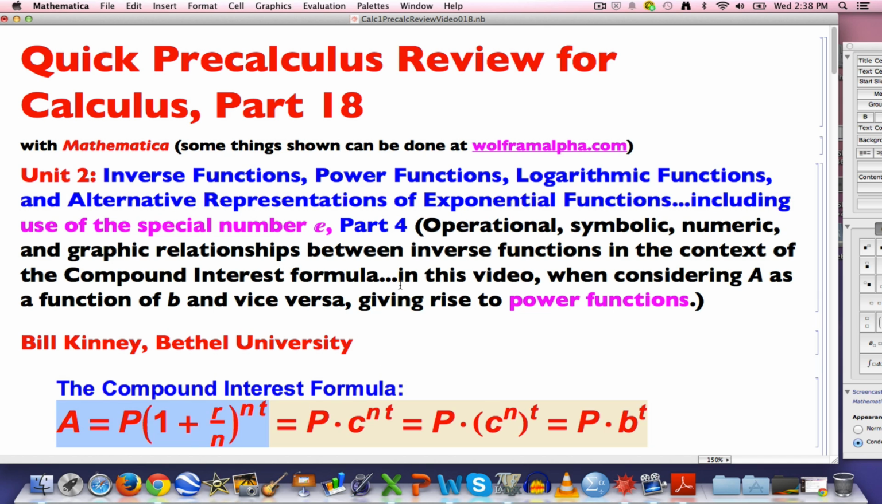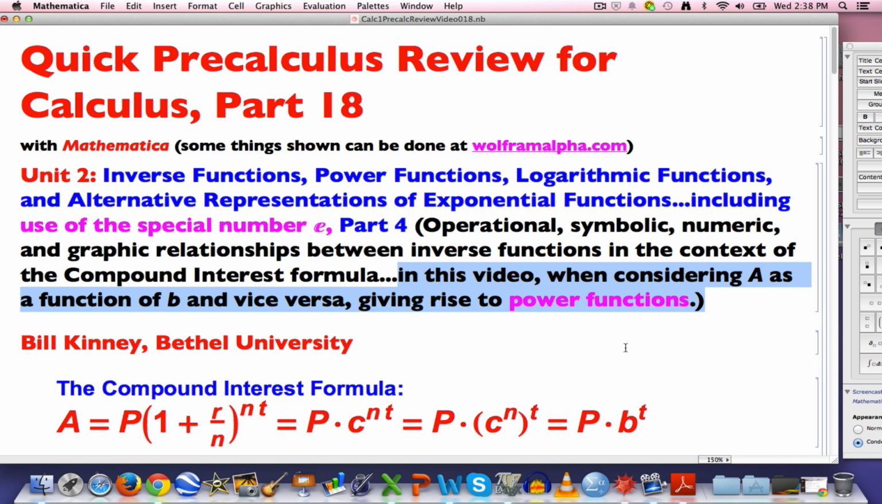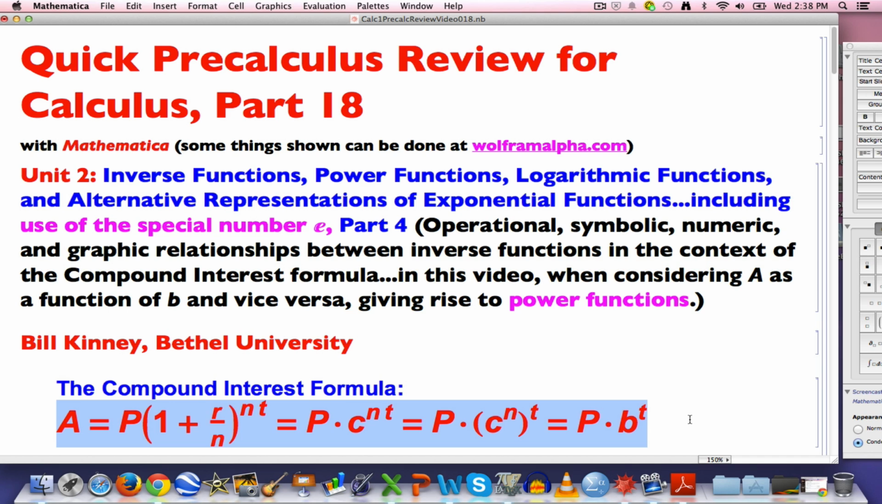Now we're doing something different. In this video we're going to consider A as a function of B, where B is defined by this equation here. That gives rise to what are called power functions. So what's the relationship here? First of all, C is this intermediate variable. I'm letting C equal 1 plus r over n. That's the relationship between C and r and n. And then by a property of exponents, these two things are equal, and I can ultimately let B equal C to the n. So the connection here is that B equals 1 plus r over n, raised to the n power.